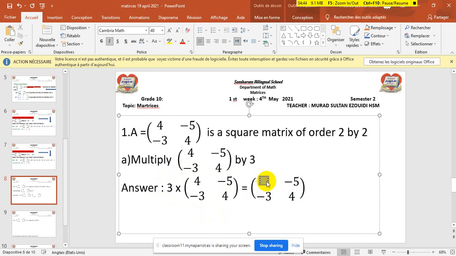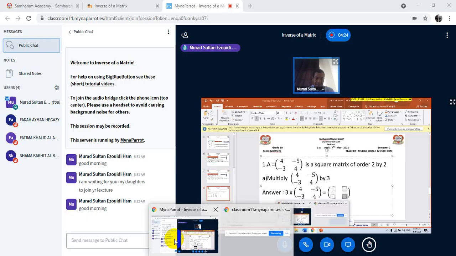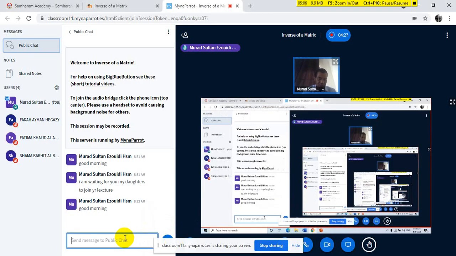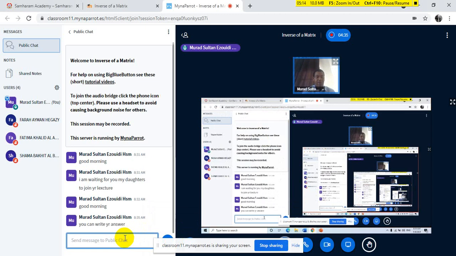I will wait for you to try to multiply this matrix by 3. Clear? Try to solve this in your notebook, and you can share your answer here. The others, good morning. You can write your answer here, my daughter. Fatima, Farah and Ashama, good morning. Please inform the others that they should join their lecture.